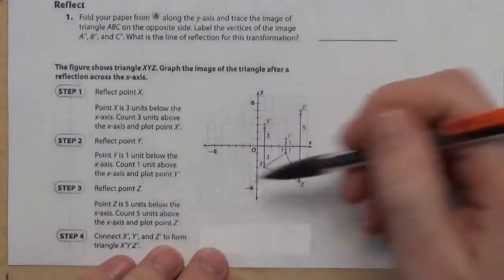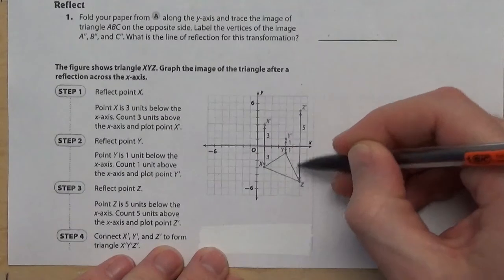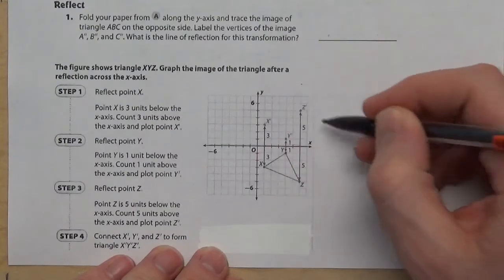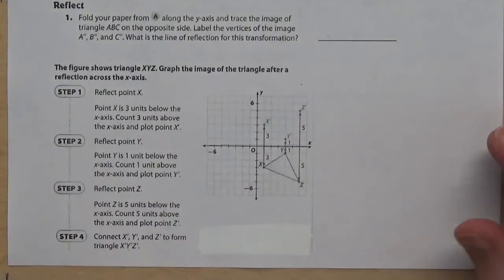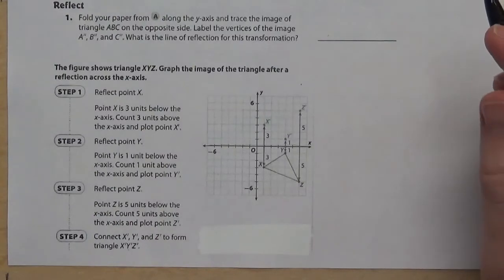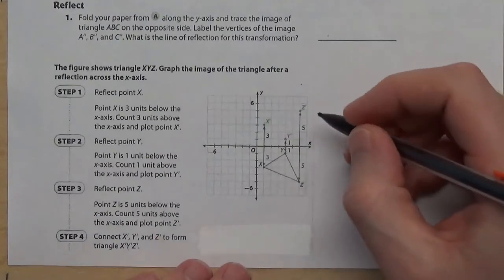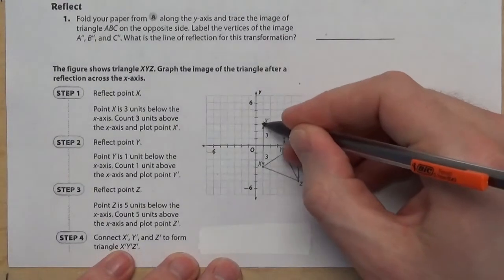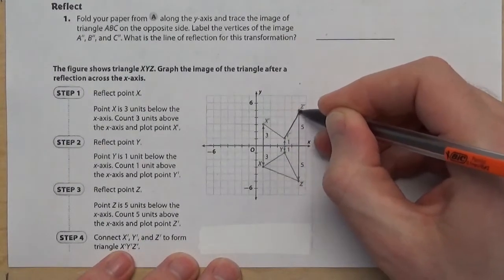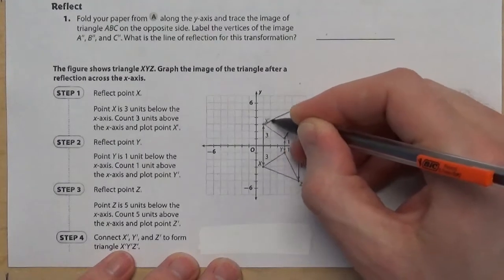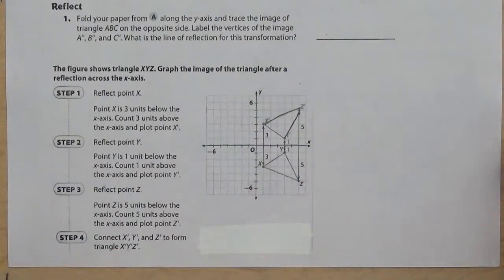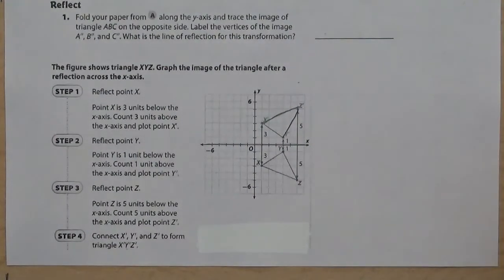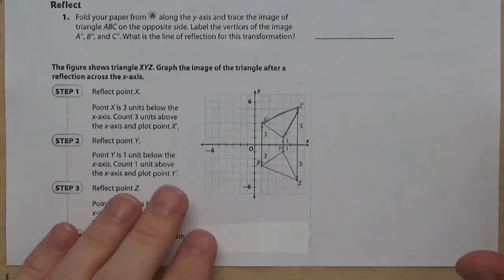And then with point Z, it's 5 units down from the x-axis. It's going to be 5 units up from the x-axis when we reflect it. Now we just need to connect X prime, Y prime, and Z prime to form the triangle X prime Y prime Z prime. So now we just connect these points here, and we have made a reflection of that shape. We basically go 1 point at a time to create a reflection.